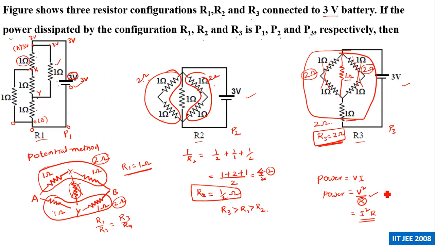Now, here the voltage is the same for all of them, so you can forget about that. You can say that power is directly proportional to 1 by R. So the relation will become exactly reversed, or completely reciprocated. So P2 is greater than P1 is greater than P3. This is the answer. So option C was the answer in the given question paper. Okay. Thank you very much, guys.